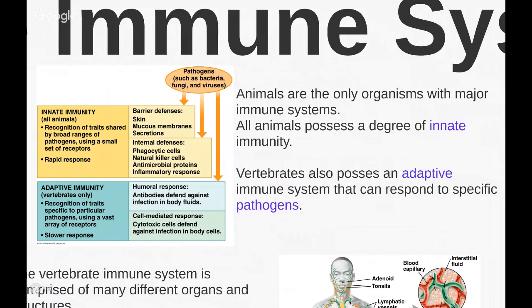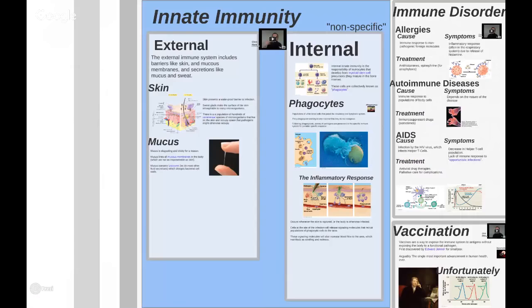The interesting thing about the immune system is animals are the only organisms with this major immune system, and vertebrates, such as us, possess this adaptive immune response. Nothing really talked about in class, but that is something that's pretty interesting. So starting with the innate, we have the external features of our immune system that block pathogens, and the internal parts of the innate immune system that gobble up or destroy pathogens.